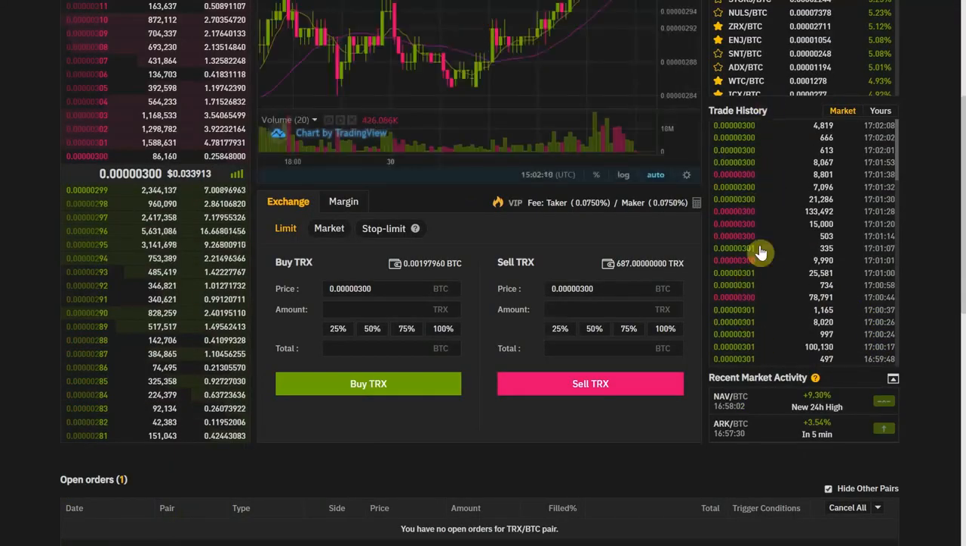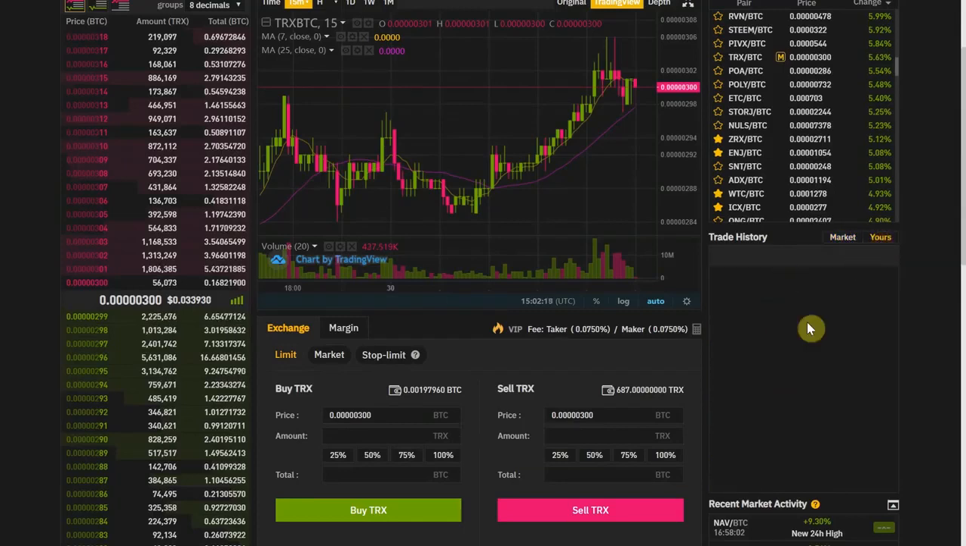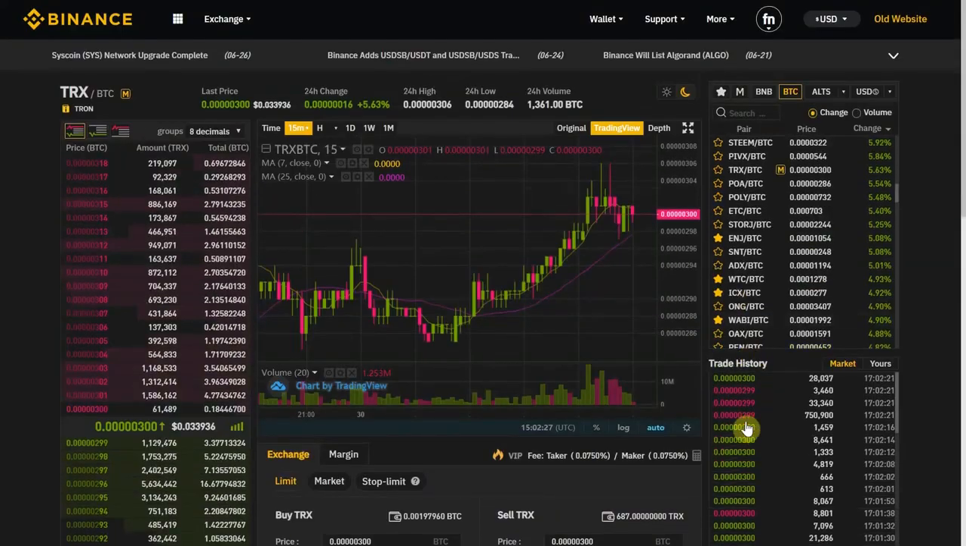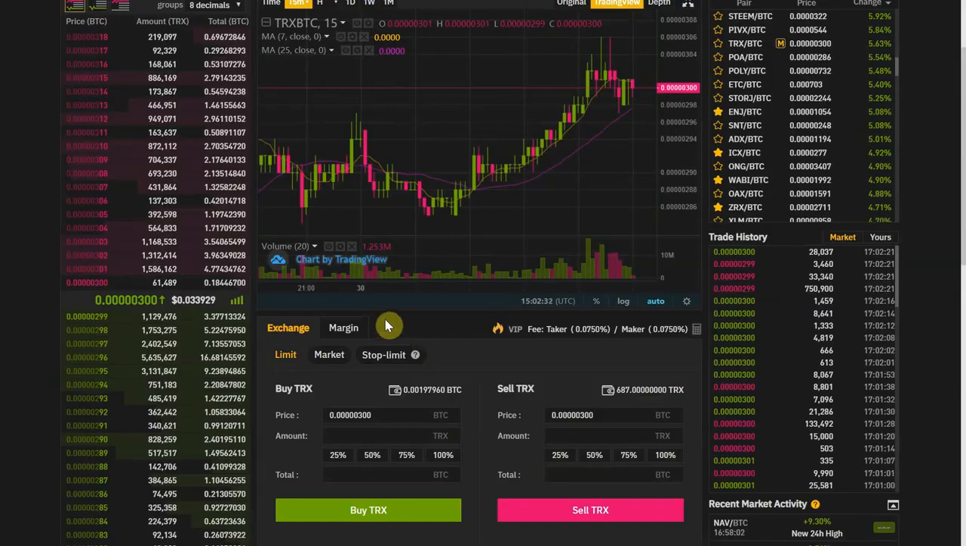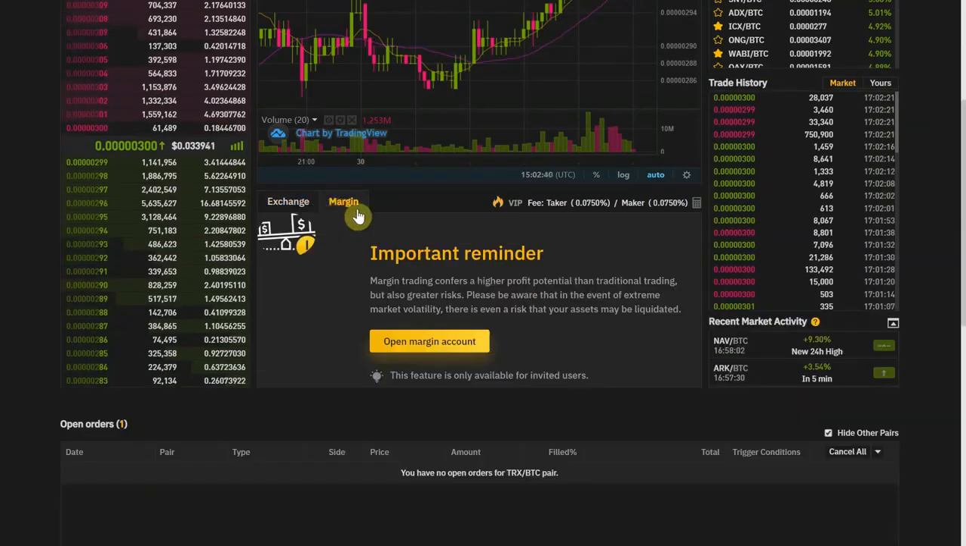We also have the trade history here, and this is just the orders that are being filled in real time. You can see the market orders, and you can see your own orders. I don't have any recent TRX orders, so it doesn't show anything here, but the market is constantly updating. And it's time to look at this particular section. Oh, this is new again.